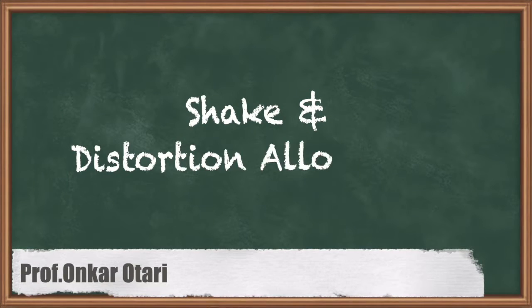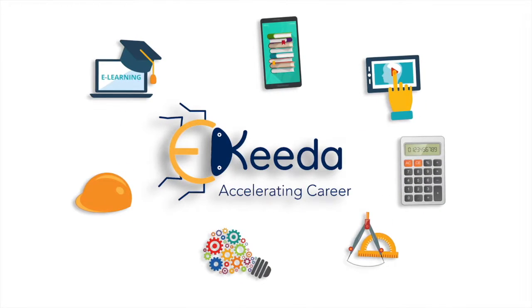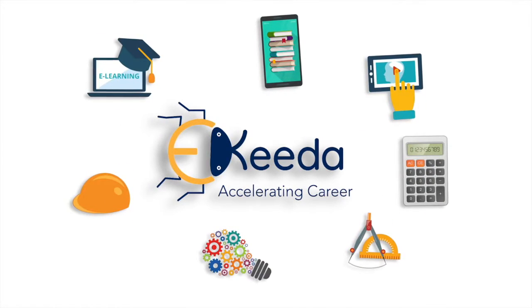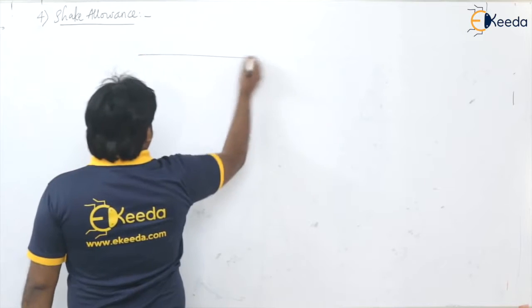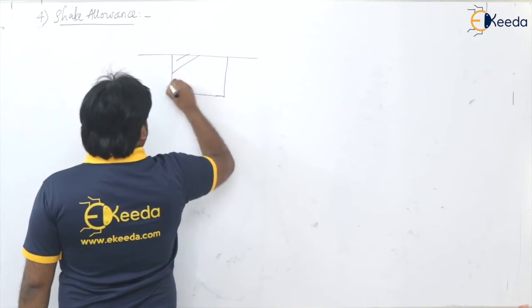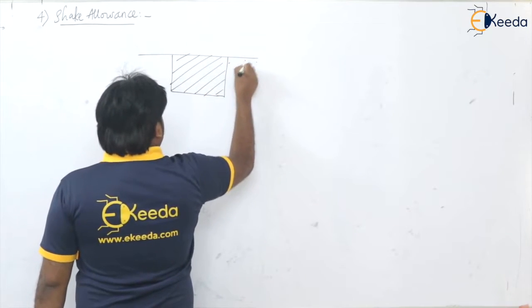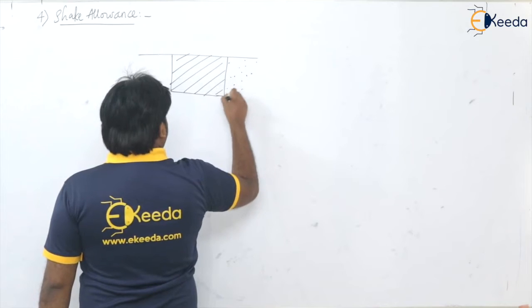So students, in this video we are going to see the next allowances, that is the shake allowance and the distortion allowance. These two allowances we are going to see in this video. Now see here students, I will show you the diagram. This is our pattern, and using this pattern we are preparing the mold.